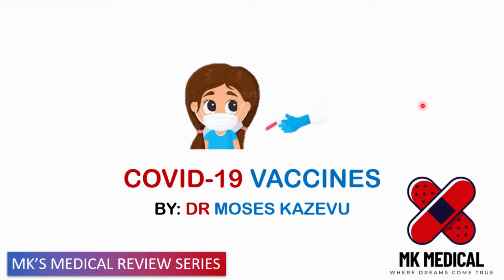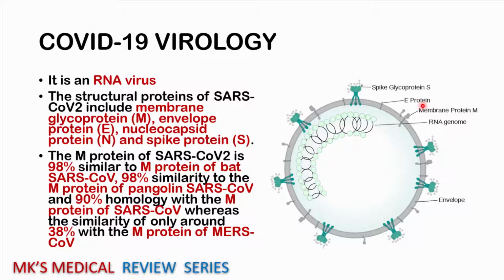So before we actually go into details of looking at the COVID-19 vaccines, it's very important for you to actually understand the COVID-19 virology. Remember that viruses can be of one of two types. They could either be RNA viruses, which usually replicate mostly in the cytoplasm of the cell, or they can be DNA viruses, which are going to embed their genetic material into the host's nucleus, such that as the cell is dividing, the virus is also dividing with the cell.